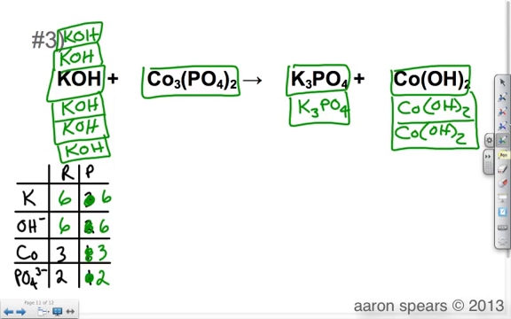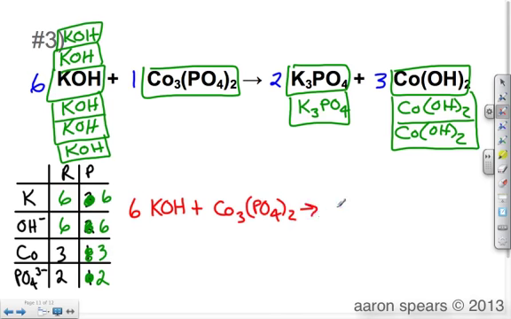So to get my coefficients, I'm going to add up the boxes. I have 6 boxes of potassium hydroxide, 1 box of cobalt 2 phosphate, 2 boxes of potassium phosphate, and 3 boxes of cobalt 2 hydroxide. Finish up and write my balanced chemical equation. I'm going to leave off the boxes and coefficients of 1, and so I get 6 potassium hydroxide compounds reacts with 1 cobalt 2 phosphate compound to yield 2 potassium phosphate compounds and 3 cobalt 2 hydroxide compounds.